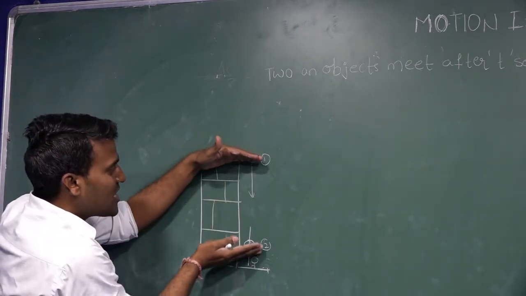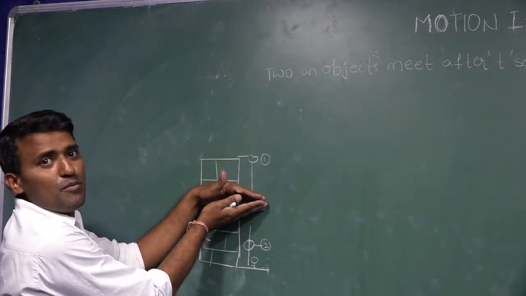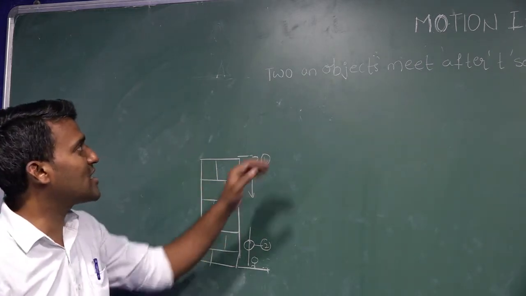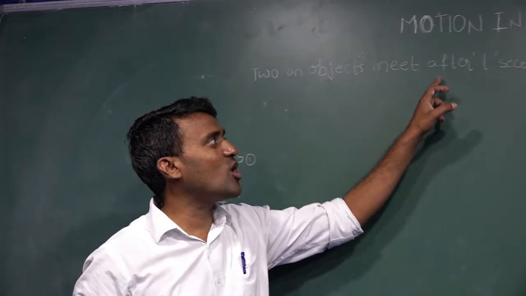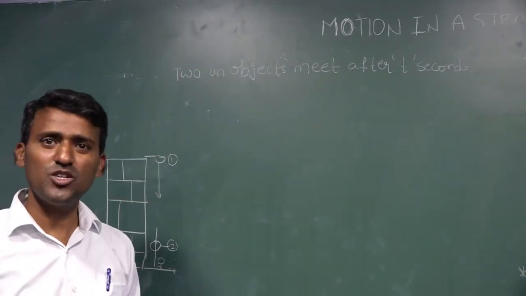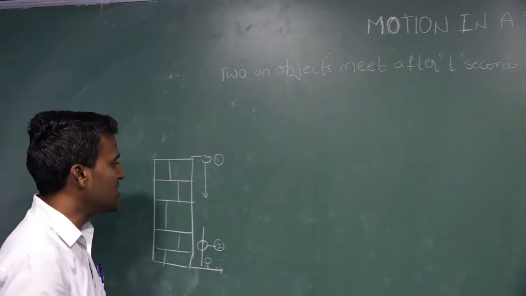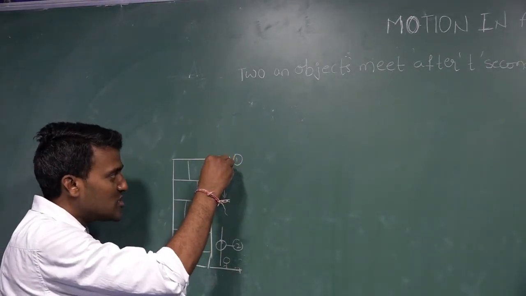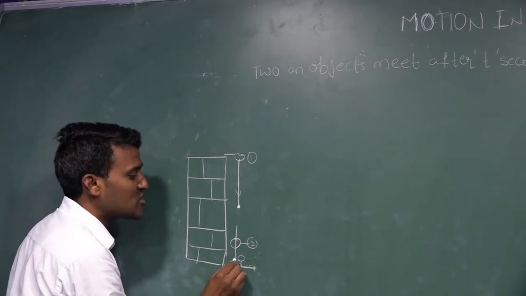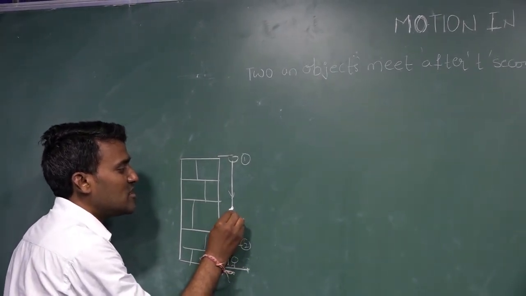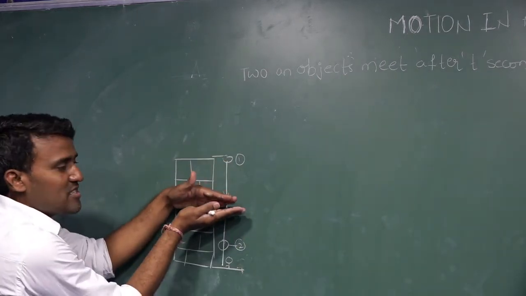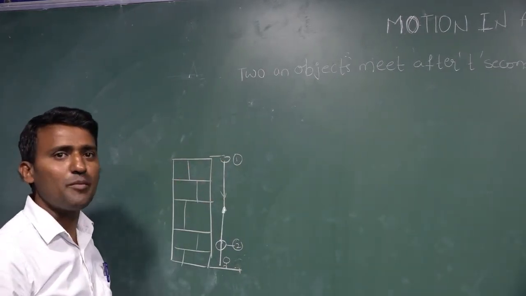In an equal time interval, they will meet. Now we have to calculate: the two objects meet after t seconds. Now see this situation. One object is falling in the downward direction, it has covered some distance, and the other object is going in the upward direction. At this position, these two objects meet.